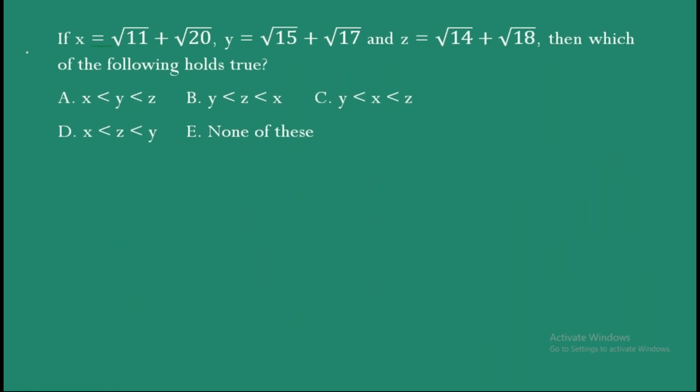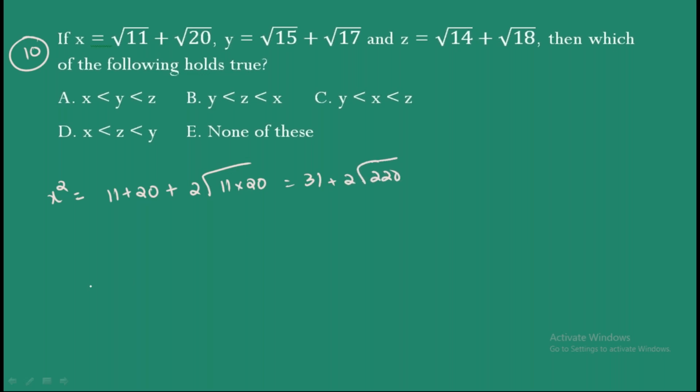Similarly, this one. X is this, Y is this, Z is this. 11 plus 20 is 31, 15 plus 17 is 32, 14 plus 18 is 32. But okay, fine. Suppose virtual calculator is not there, we don't know the values of root 11, all this. Then what we can do, you find x square. X square becomes 11 plus 20 plus 2 root 11 into 20, right? Which is 31 plus 2 root 220.